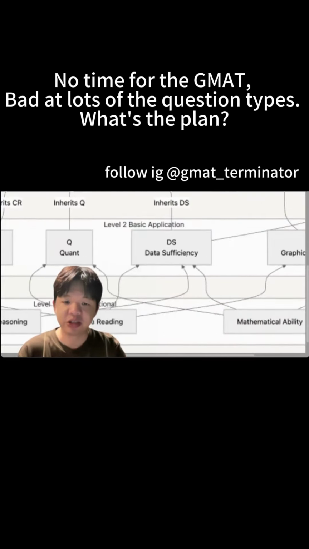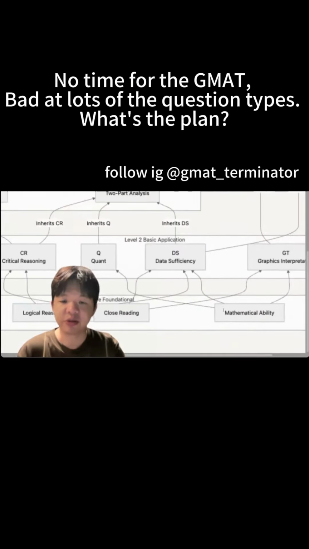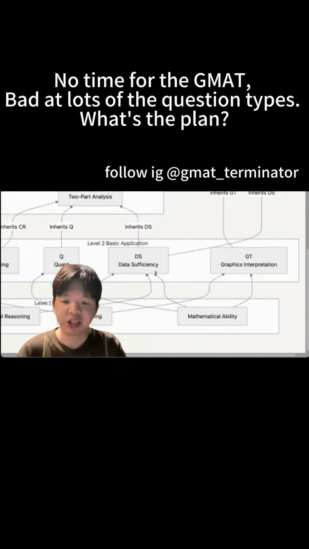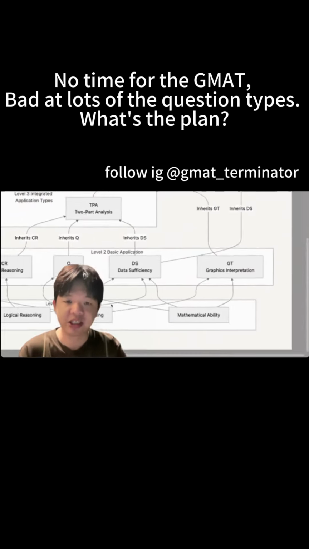For DS, data sufficiency, you need mathematical ability, close reading, and logical reasoning, as DS questions can involve math or non-math content. GT, general test, requires mathematical ability, especially statistics. You also need close reading skills, as many specific questions can be complex. It's hard to understand and easy to misinterpret.